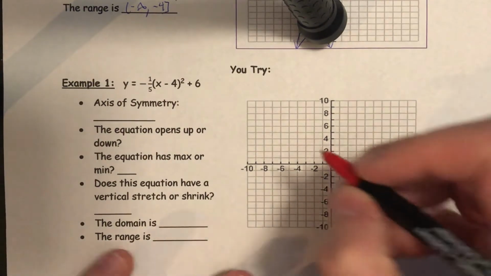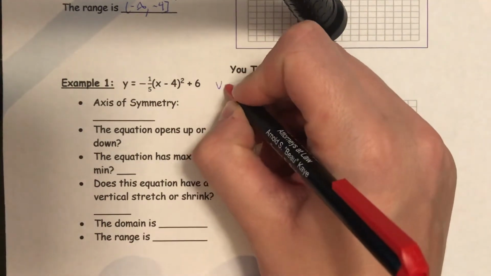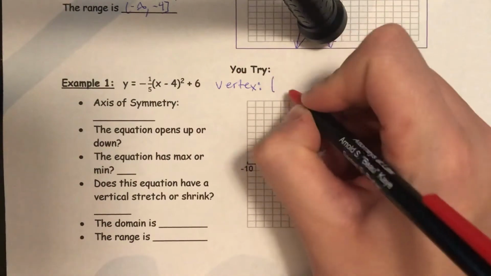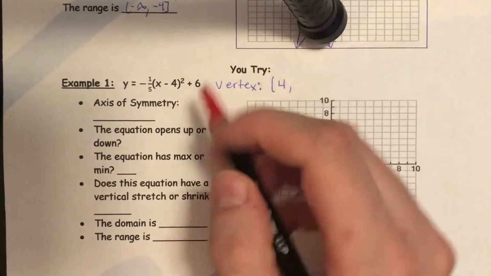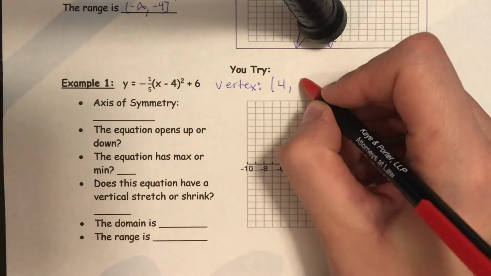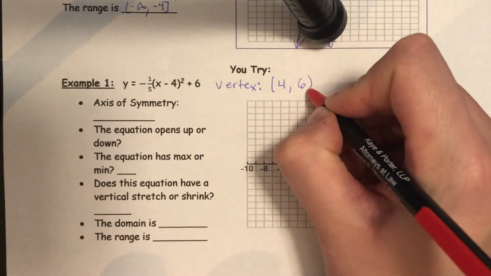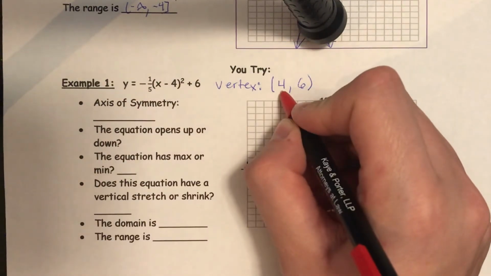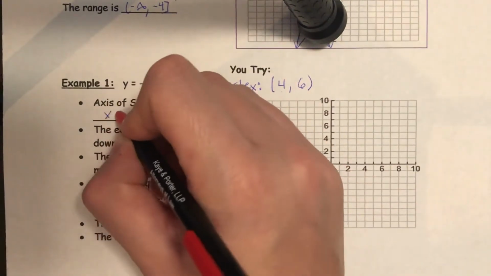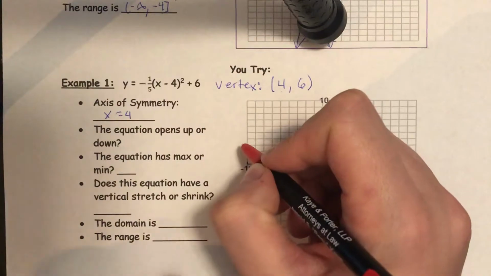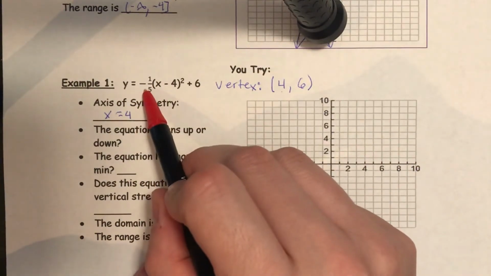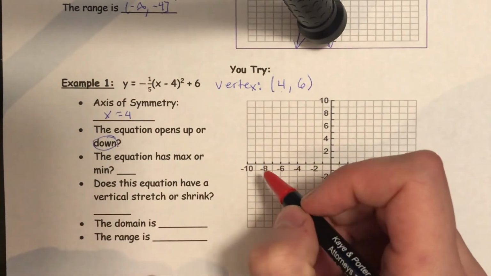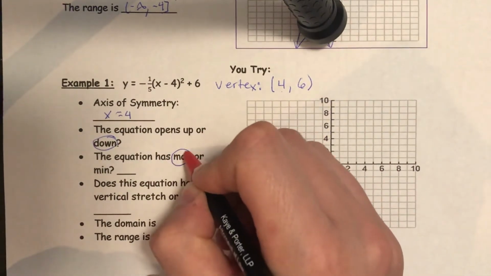So something I forgot to put, which you probably had to find, is the vertex over here. What's my vertex? Okay, it is 4, 6, because we take the opposite of what's on the inside of the parentheses and keep what's on the outside. My axis of symmetry is just the x value of my vertex, so x is equal to 4. If it's negative out in front, it's going to open down. So remember, down is max, so we have a max over here.